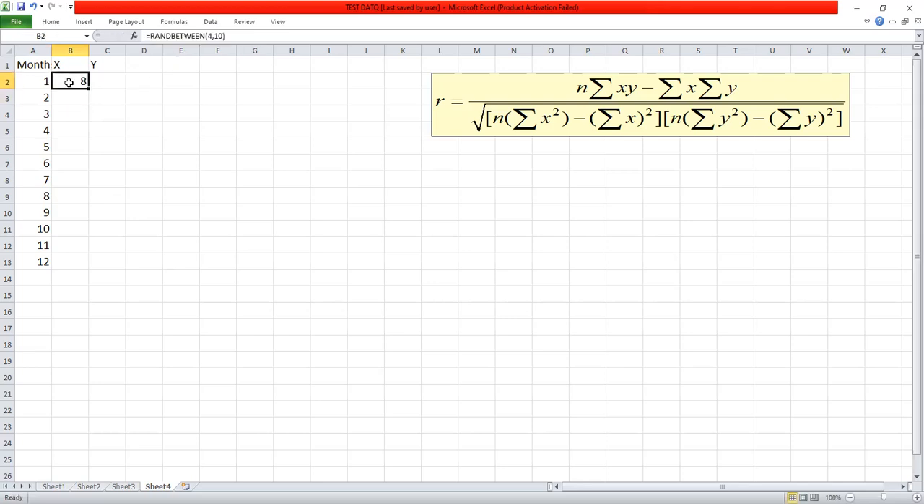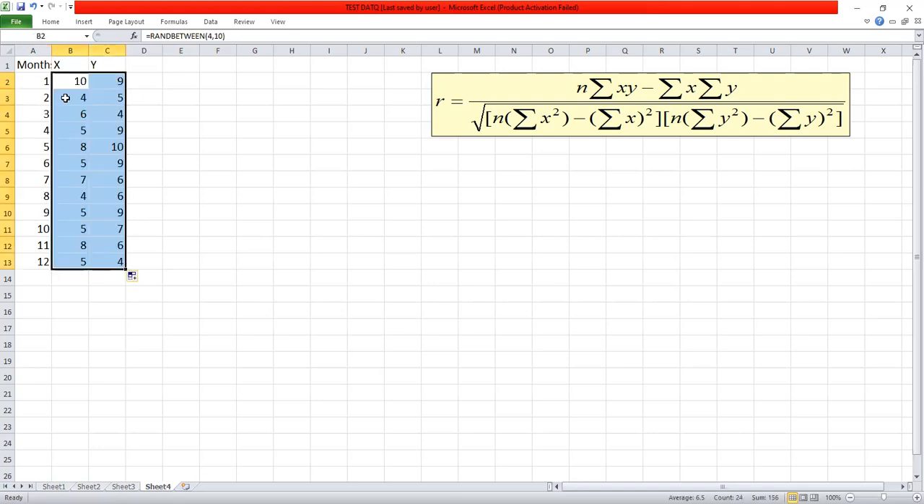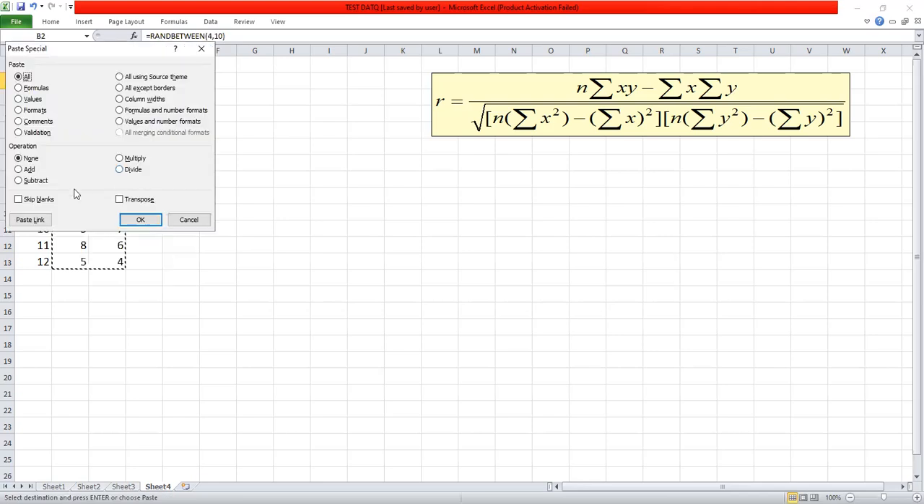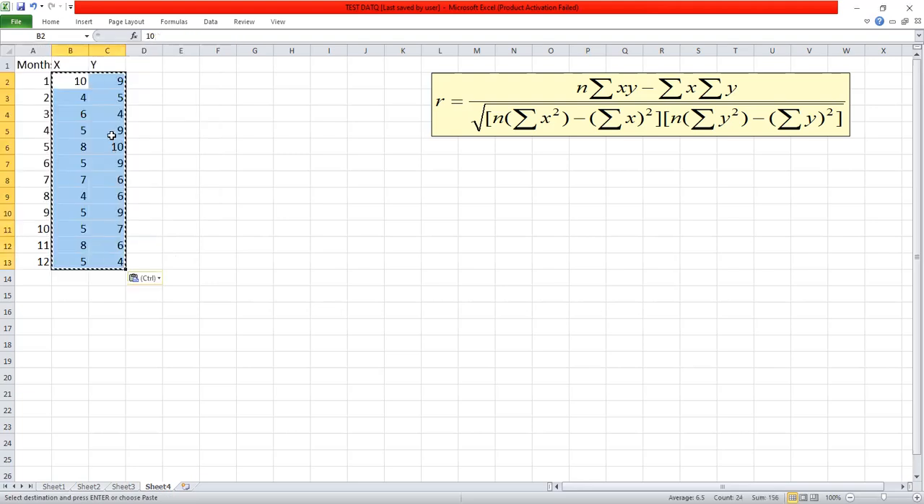Then I do the same here. You can just use the same, it doesn't matter. RANDBETWEEN 8 to 10 also. And I generate random numbers here. These are the sales volumes with corresponding advertisement costs in millions of Kenya shillings. Or the other one here can just be sales volume in units. It doesn't matter because it's unit free.